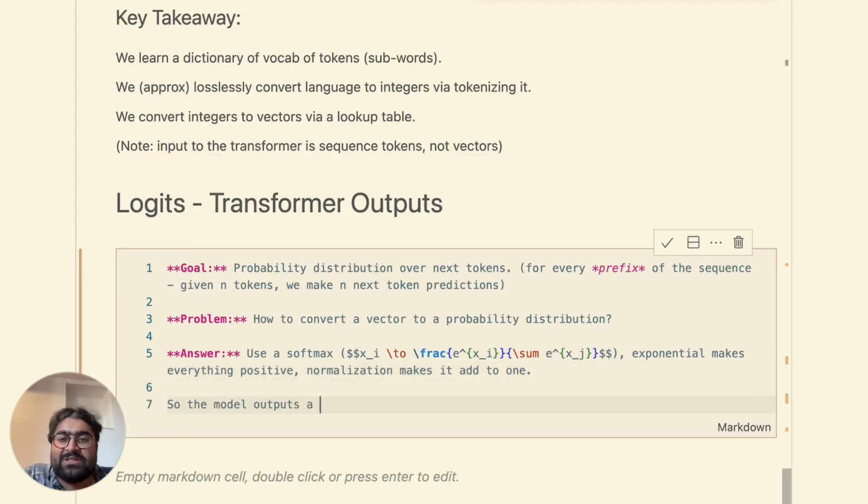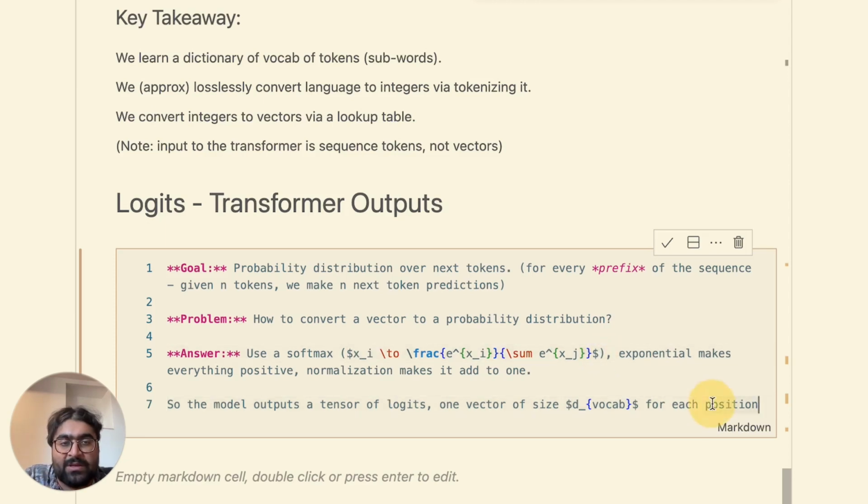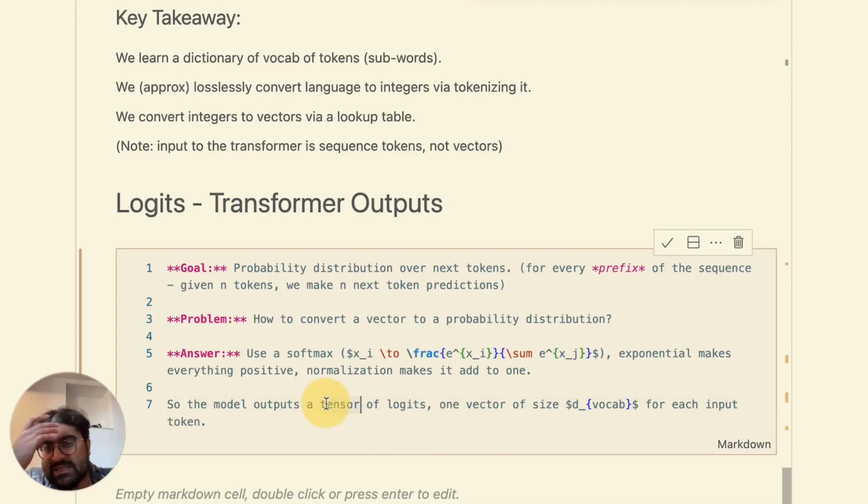The model outputs a tensor of logits, one vector of size d_vocab for each position, for each input token. So dejargoning, a tensor is like a vector that has multiple different axes along which things can vary. By axes or dimensions here, this means a different thing from how a vector has n dimensions. If I have a 5x3 tensor, that means it's got 2 axes, a rank 2 tensor that has 15 independently varying things, and you can think of it as 5 separate 3-dimensional vectors. Alright, go look up how tensors work.